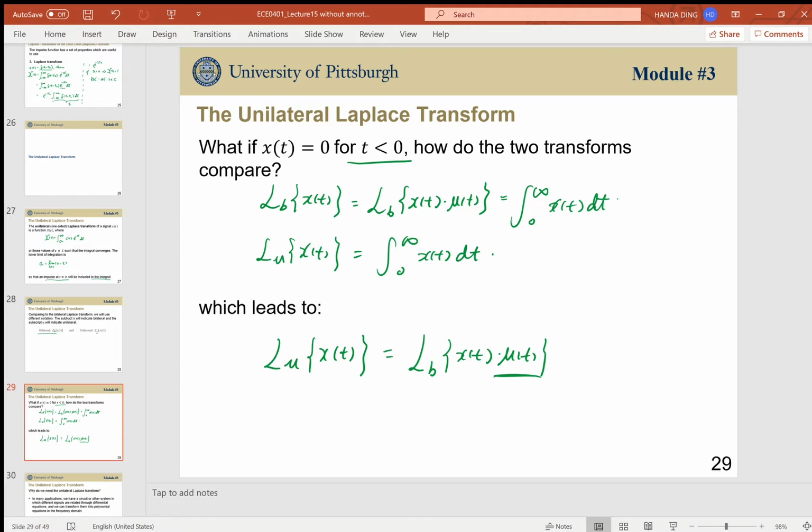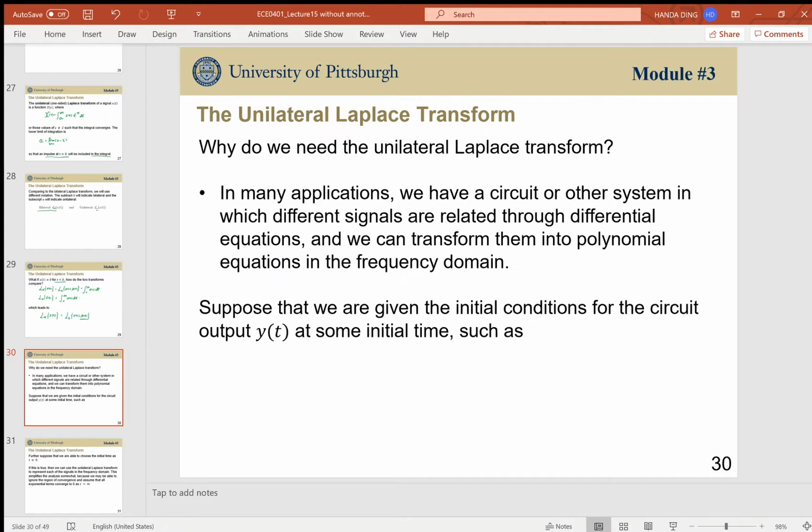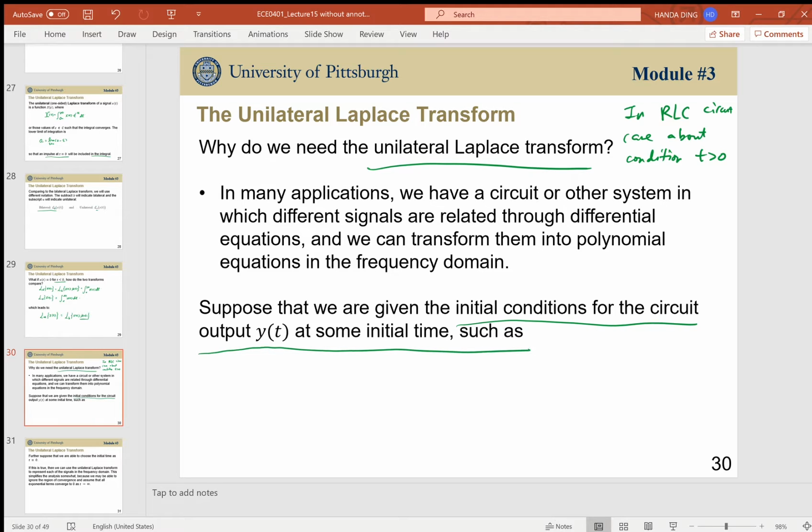And the other one will be the application, next page, okay? In other words, why do we need the unilateral Laplace transform, right? Because in RLC circuits, we usually care about the condition that t is bigger than 0, right? Or suppose we're given the initial condition for the circuits that y(t) at some initial time, such as y(0) is c0, and the first derivative will be nothing more than c1, and so on, right?